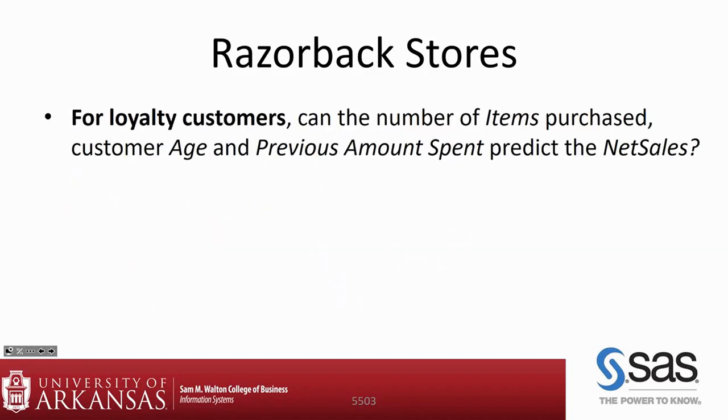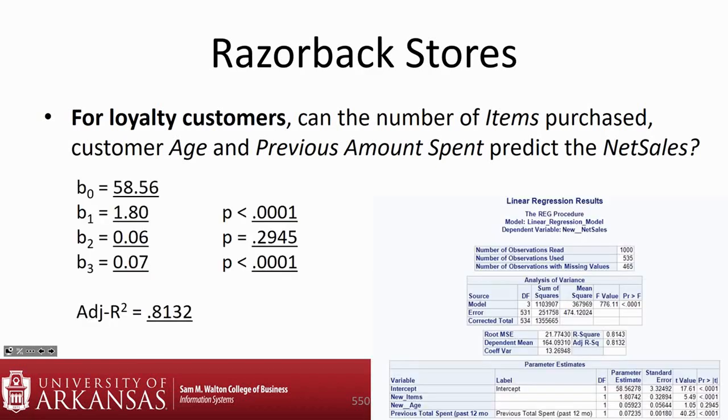So for this first one, I'm just going to use my slides, and we're actually going to get into SAS so you guys can do some practice. For loyalty customers, can the number of items purchased, the customer age, and the previous amount spent predict net sales? So I put everything in my model. I have an output. It's lovely. We have a statistically significant model.